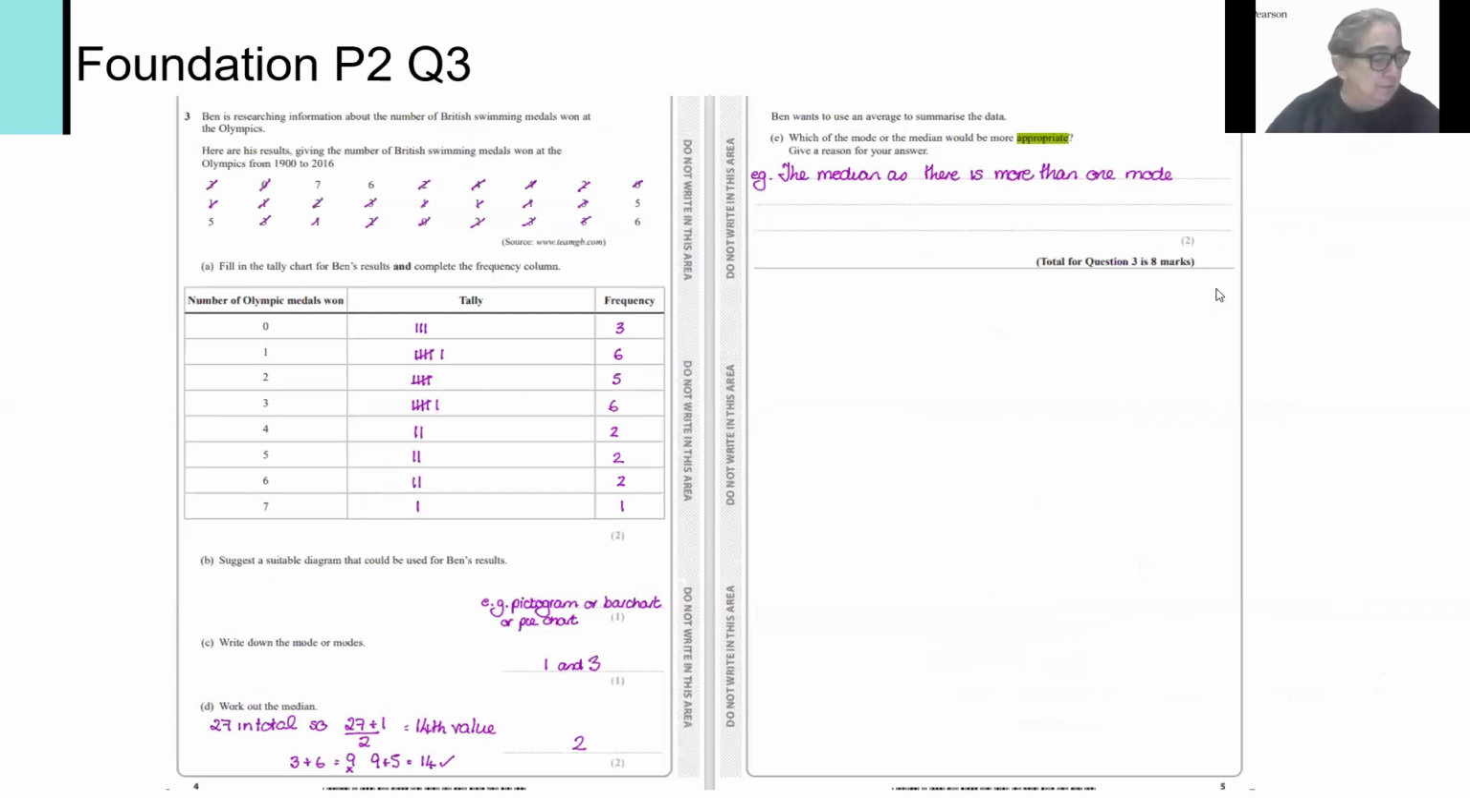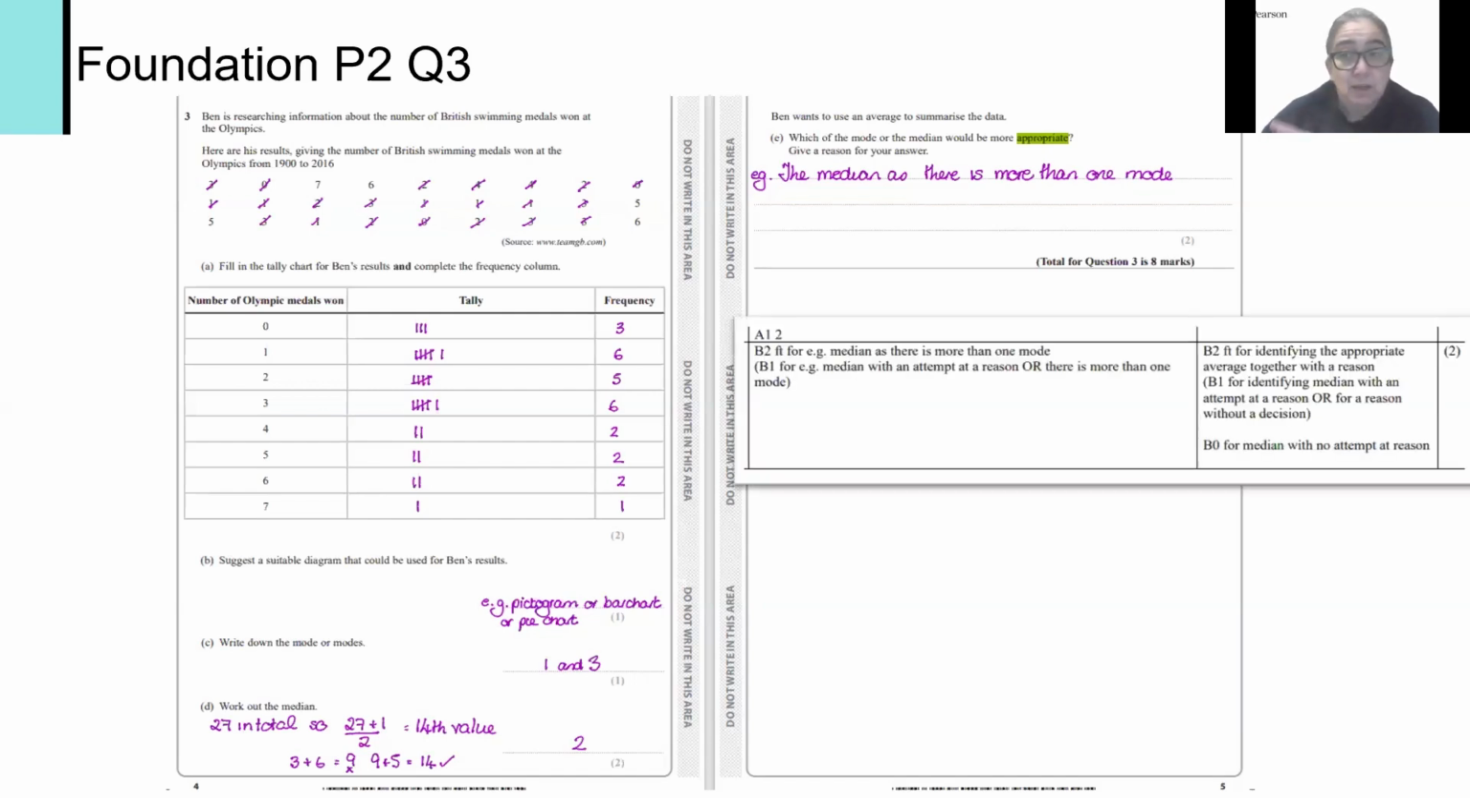Then foundation paper 2. When we look at this, it was surprising, about whether and which of the averages would be more appropriate. Because when we look at part C, there was lots of flexibility on the marks that were awarded, so that has to be taken into account. So parts C, D, and E were all marked together, because there was lots of follow-through marks on this.